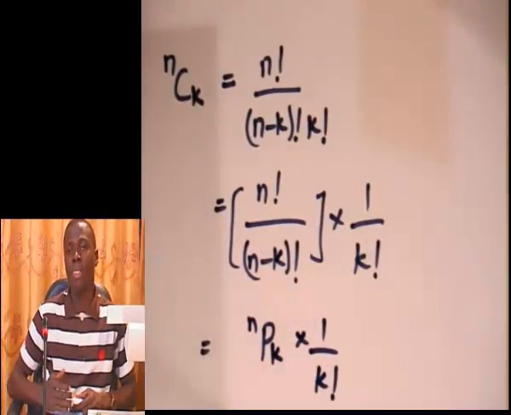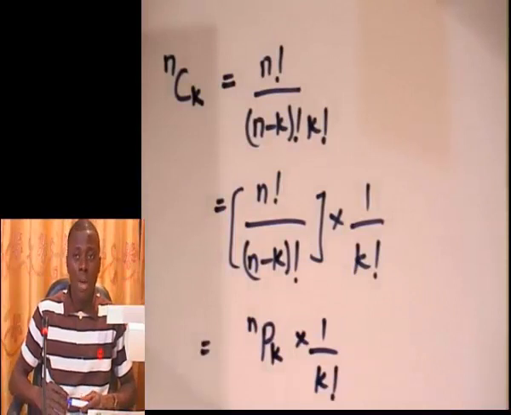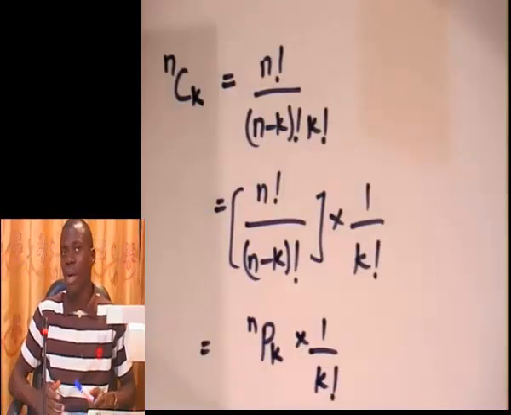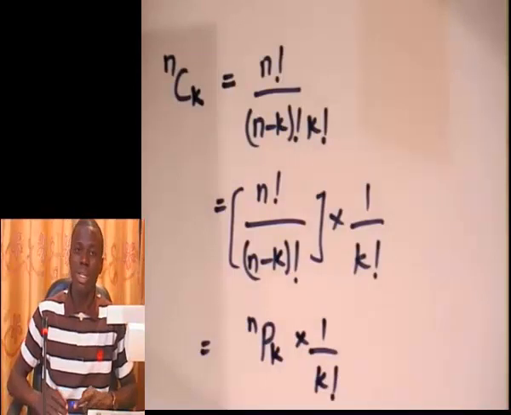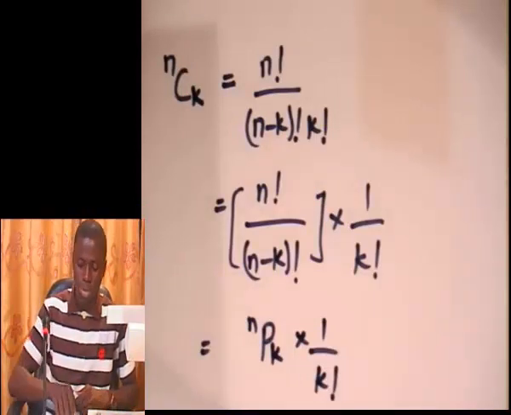Take note. If you have your number of possible arrangements, and you divide that by the factorial of the number of objects you are selecting, it will give you the same value as the number of ways of selecting k objects out of n distinct objects. So let's get examples.